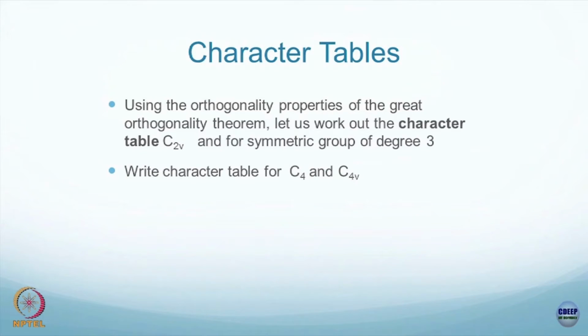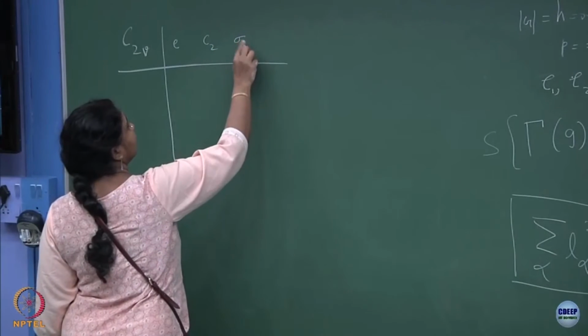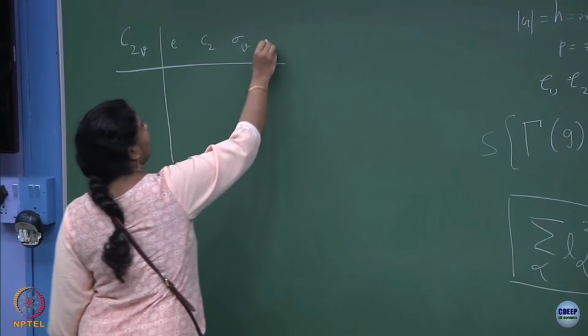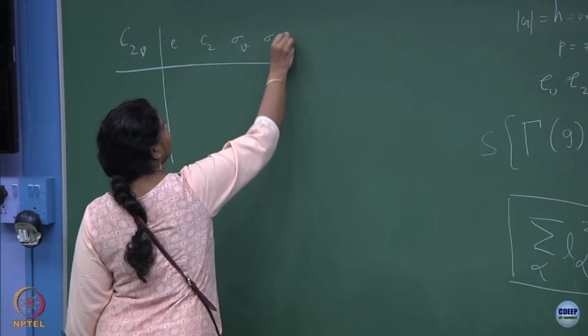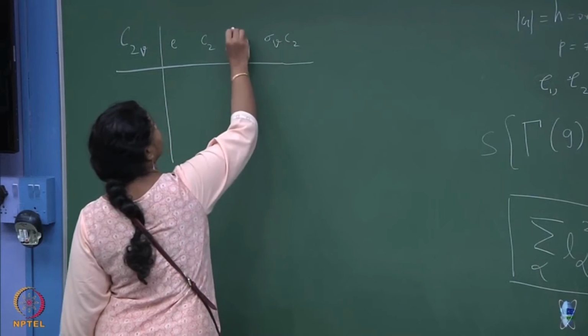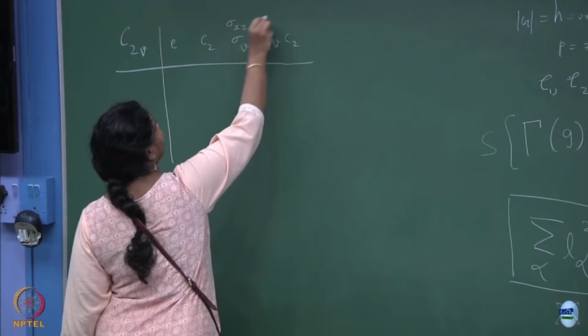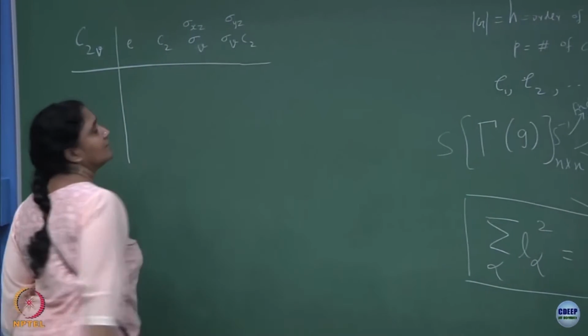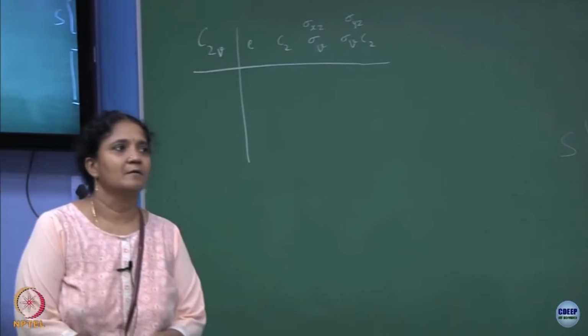Okay. So, C2V was the first example we took, and here you had E, then you had a C2, then sigma xz, which I will call sigma V, and then I will call sigma V C2. So, this is nothing but sigma xz, and this one sigma yz, both are equivalent.